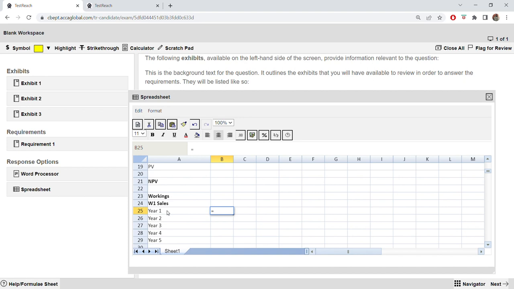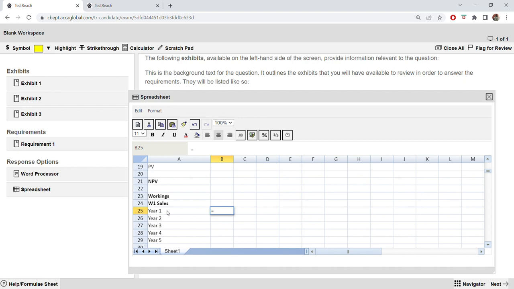What is the volume? You should know what the sales volume is. Sales volume is given: 50,000 in the first year. After that, it is 80,000. And then the price is 750. But remember the inflation, it will increase. What is the inflation? 6%. So you have to increase the sales price. Inflation is 6%.